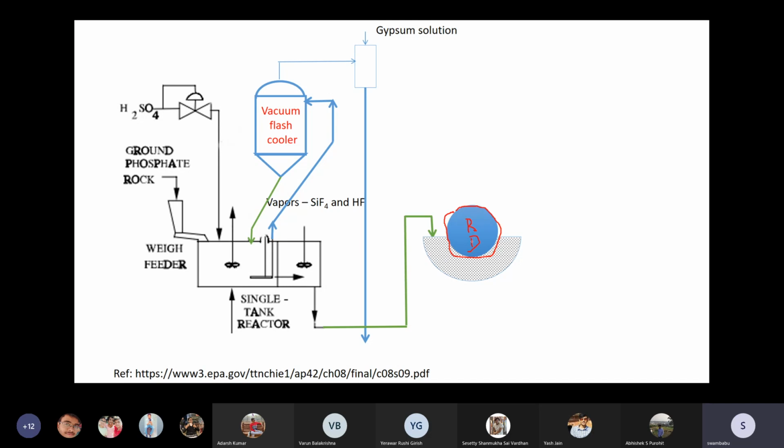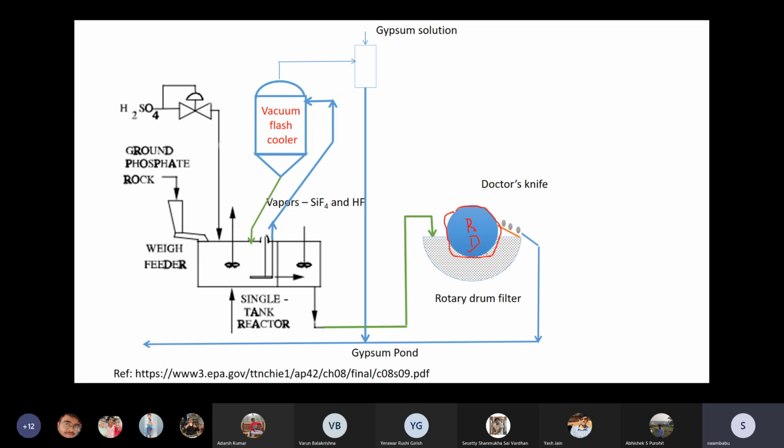Then the vacuum is applied from the center, and the filtrate, that is phosphoric acid, will be pulled inside, and the gypsum particles stick on the filter cloth, and they will be removed using the doctor's knife. The gypsum particles sticking onto the surface of the filter cloth are removed, and they will go to the gypsum pond. So the gypsum solution from here and the gypsum from this rotary filter will go out to the gypsum pond.